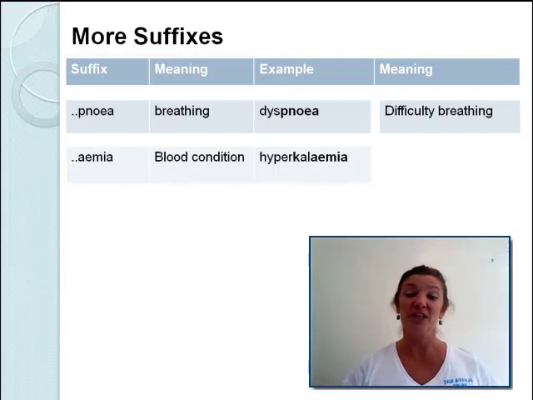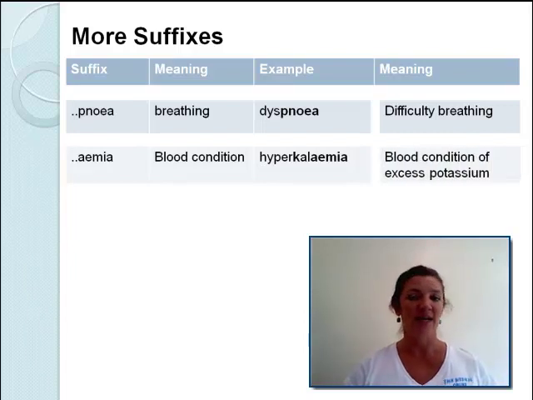Aemia is blood condition. Hyperkalemia. Well, aemia means a blood condition. The AL relating to, the K is potassium, and hyper is increased or excess. A patient who has had a heart attack may have hyperkalemia. It's a blood condition of excess potassium.